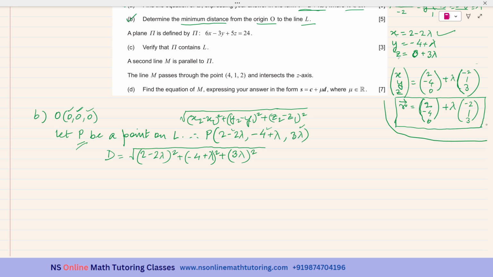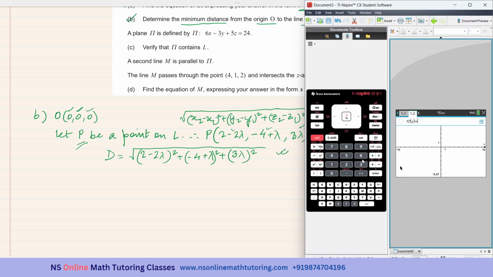Okay. And we have to find the minimum distance. So you can graph to find the minimum distance. This is a paper 2 question. Let us use the calculator. Add graphs. And it is the square root. Instead of lambda, we have to use x. So it is 2 minus 2x whole square plus negative 4 plus x whole square plus 3 lambda whole square is 9 lambda square. So I can just write 9x square.